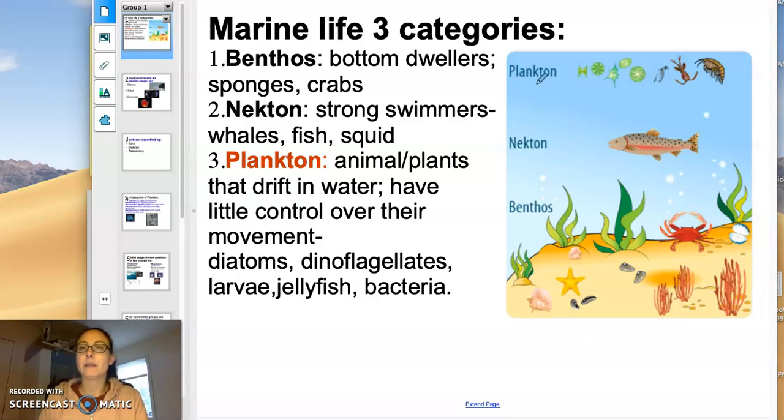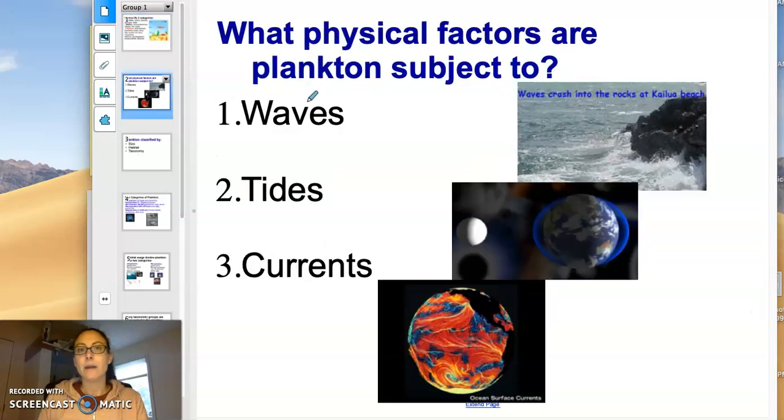These are plants and animals and similar species that can't swim but drift in the water, and they really can't control their movement. So they are much more susceptible to being moved around by things like waves that might push them into shore or take them away from shore, the tides that would do similar things, and then the giant oceanic currents that would carry them across or within ocean basins.